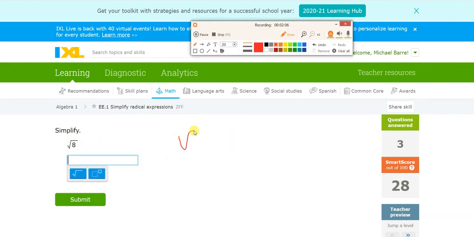Eight. Isn't 8 just 2 times 4? Right? 2 times 4. And what's the square root of 4? Square root of 4 is 2. So it's 2 square root of 2.